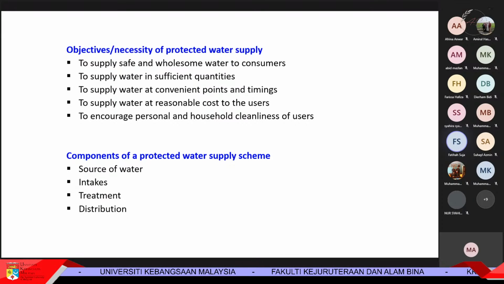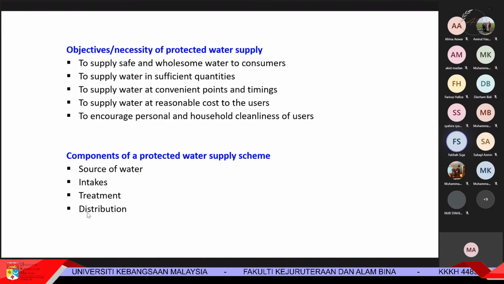The components of a protected water supply scheme are source of water, intake, treatment, and distribution. For your other class, I think you have already covered source of water, intakes and distribution. For those of you who take this elective course, you will explore more on the treatment of the water supply scheme.